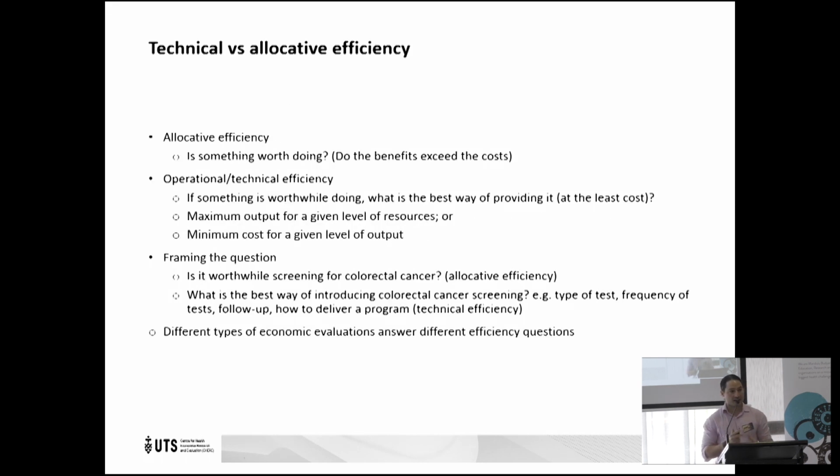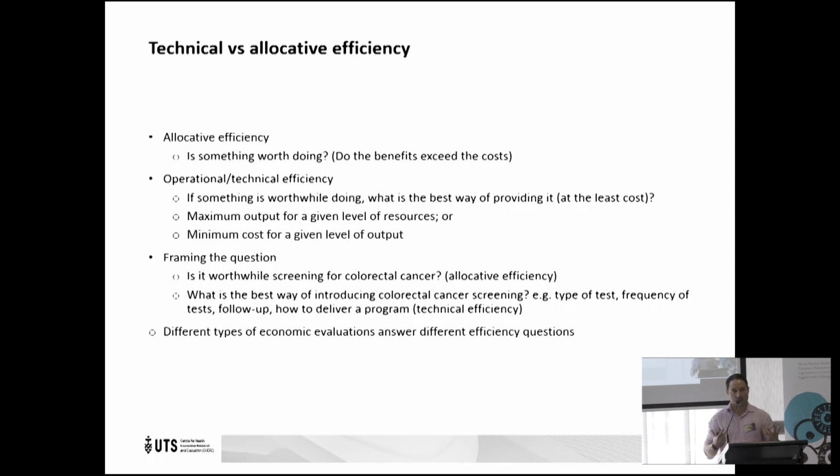Also, different types of economic evaluations answer different questions. So in general, you do an economic evaluation because you want to demonstrate the value for money of your proposed intervention. But that's efficiency, and efficiency has 2 levels. So we can talk about allocative efficiency, and that's the idea of, is something worth doing? Do the benefits of this intervention exceed the costs? But then there's also another level, which is technical efficiency. So once we've decided something is worthwhile doing, what's the best way of providing it?